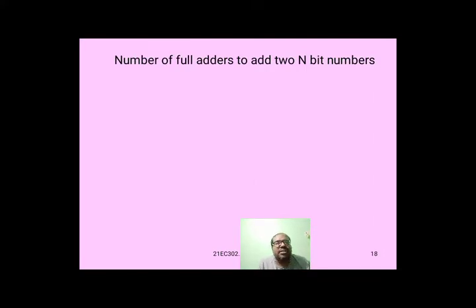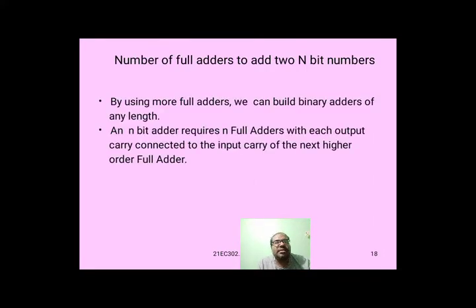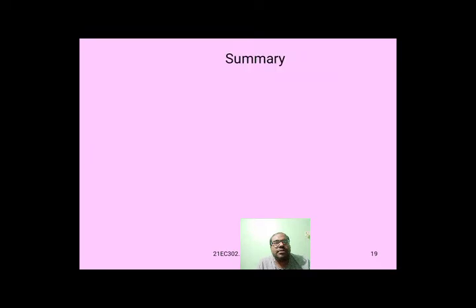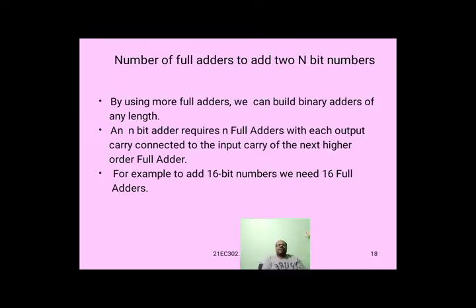Number of full adders to add n-bit numbers is by using more full adders. We can build binary adders of any length. For doing many-bit addition operations, we can build binary adders of any length.